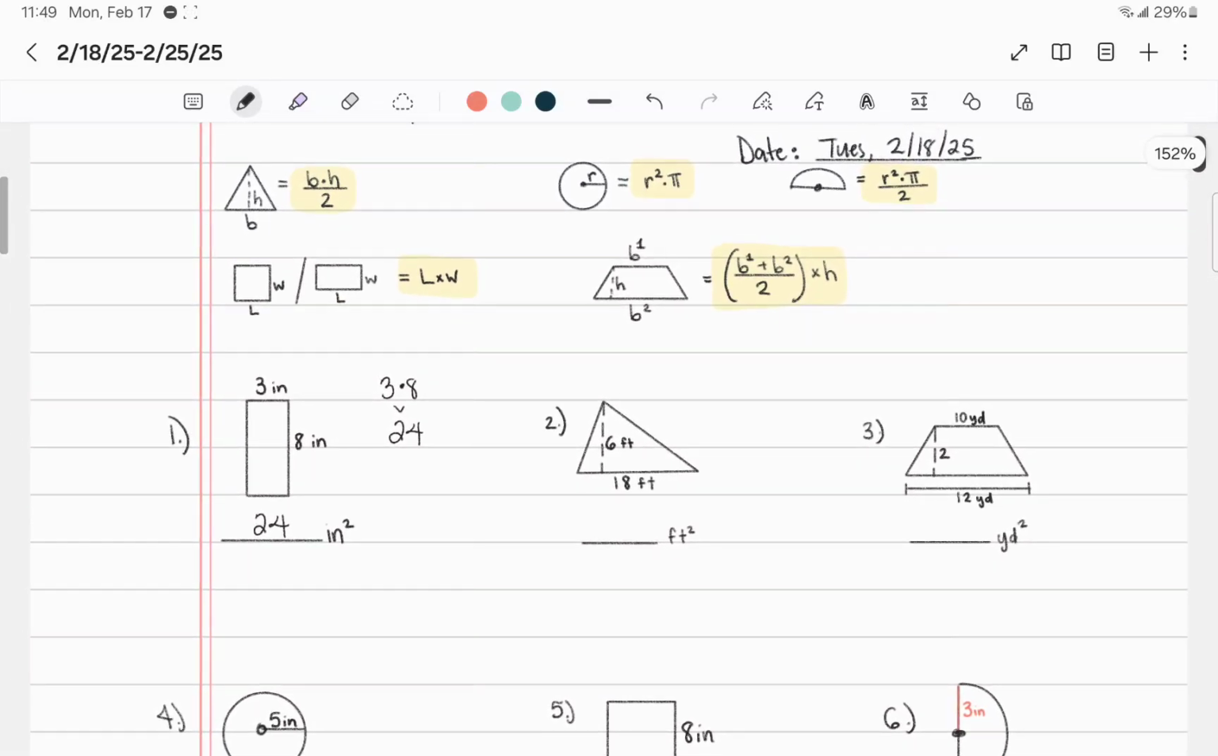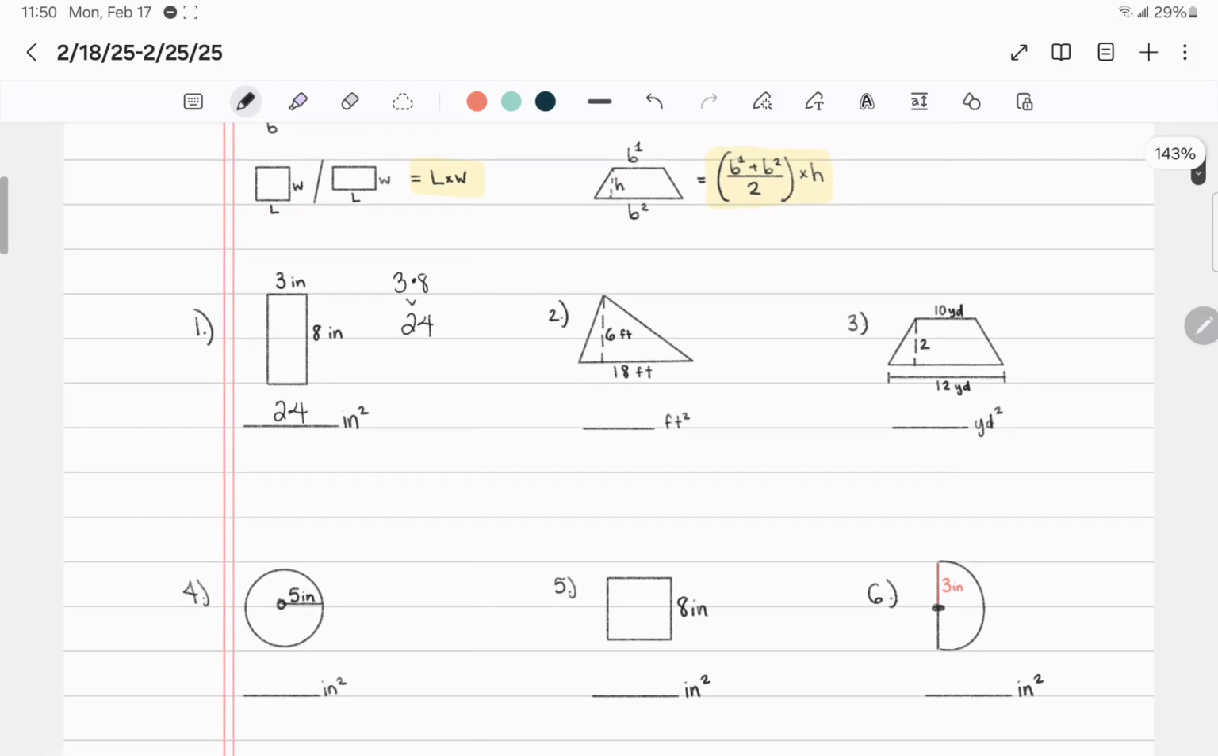And again, you have all your formulas here at the top. So on your test, you will have your formulas as well. You have to just remember how to use your formulas. So again, your rectangle is just length times width. That one's easy.